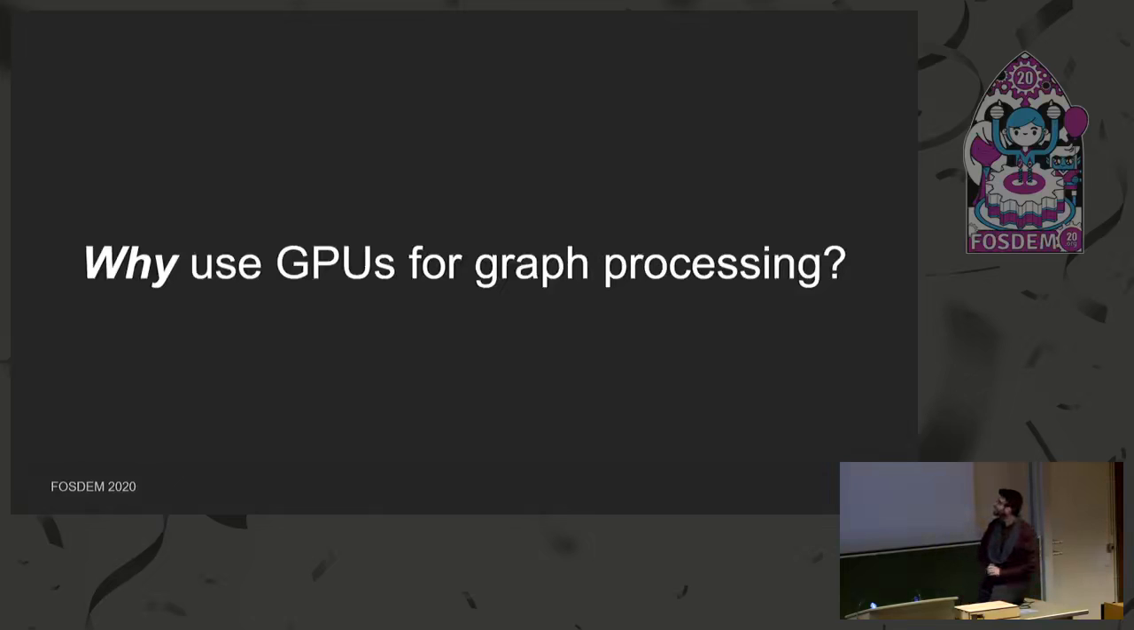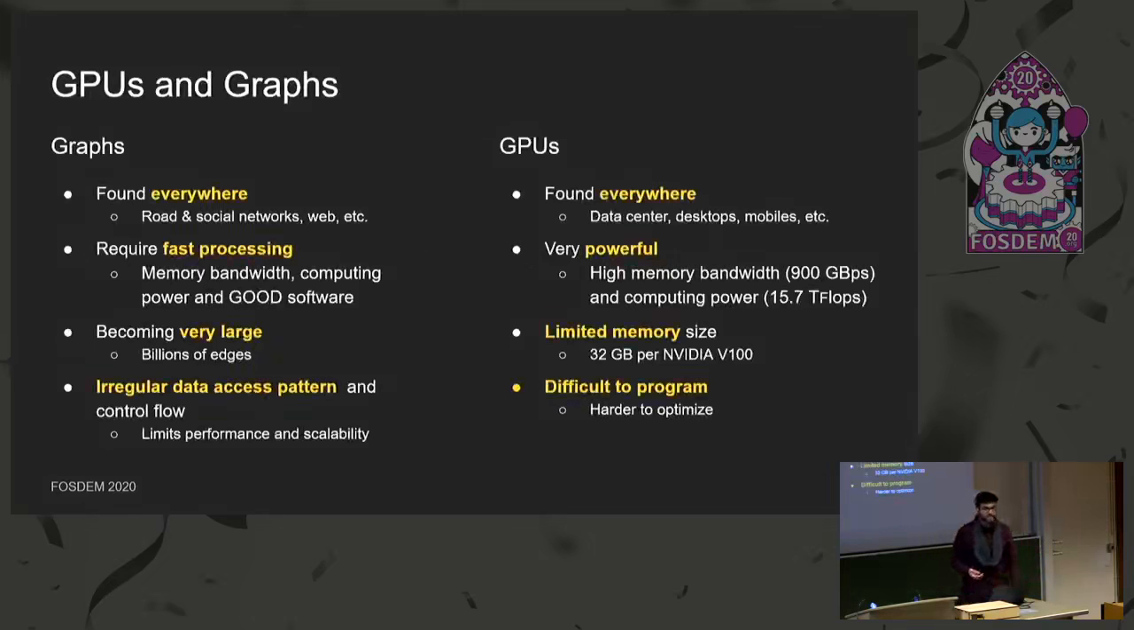So why use GPUs for graph processing? I didn't feel the need to give a motivation of why graphs are important, because obviously you are in this dev room, so maybe you care about graphs. But how can you use GPUs to do graph processing better or faster? And how did we manage to do it?